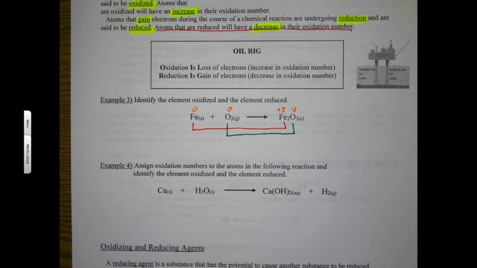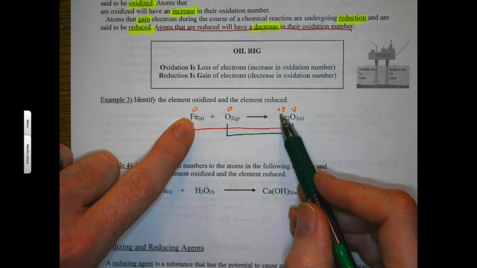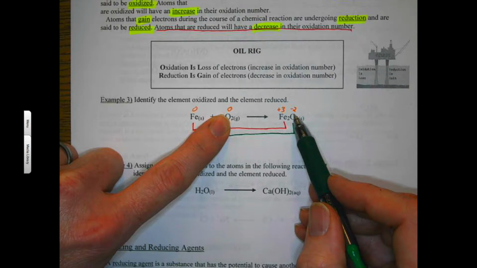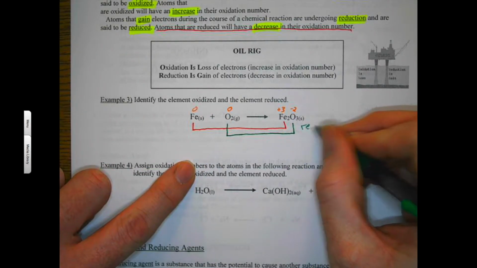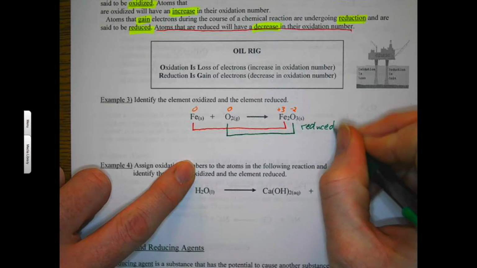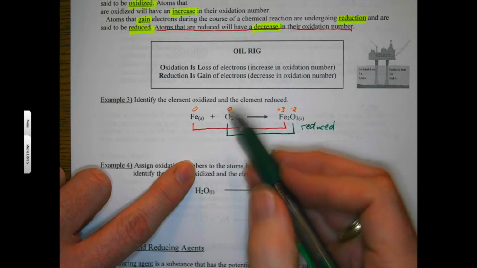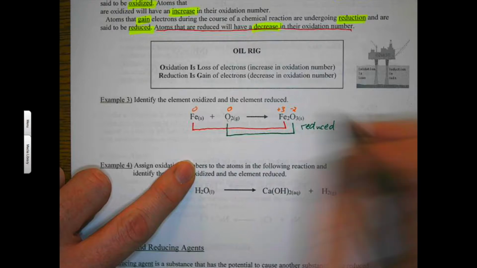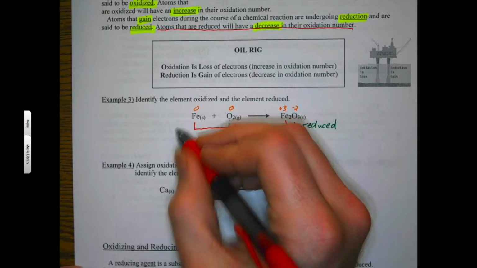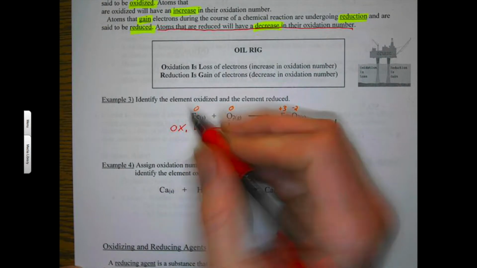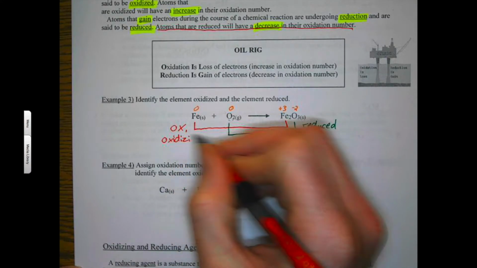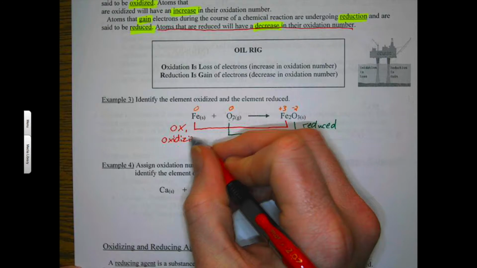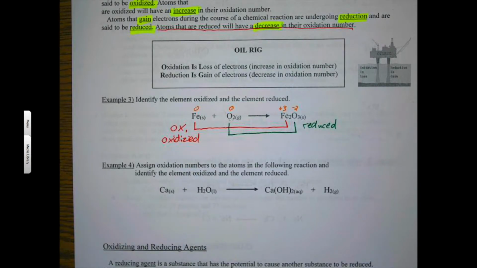Their states change. Now, one of them goes up, and one of them goes down. So the one that goes down is the one that has been reduced, because the number has been reduced. So this is the species that's been reduced. And then this one is the one that's being oxidized. I'll go ahead and write that out. Oxidized. Sometimes I mess that up.